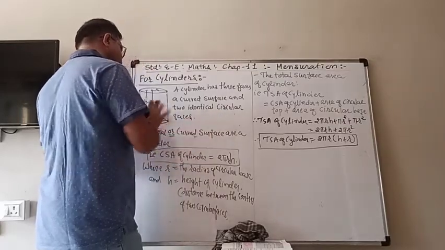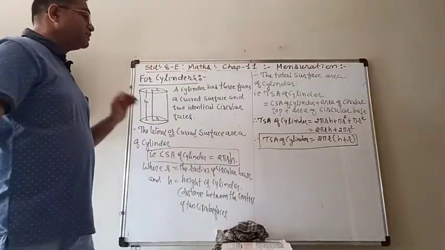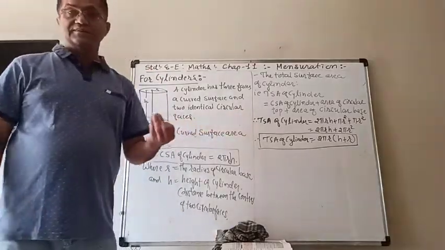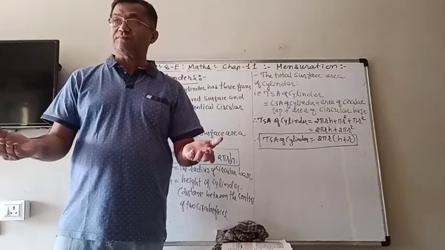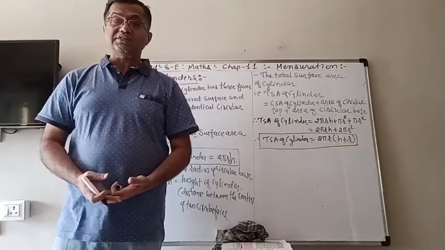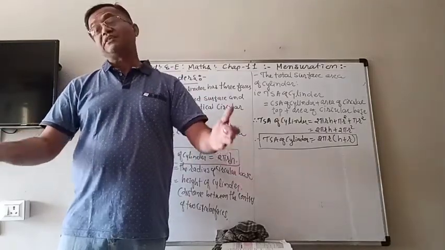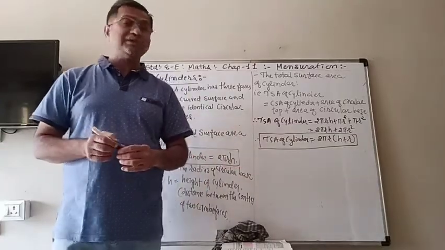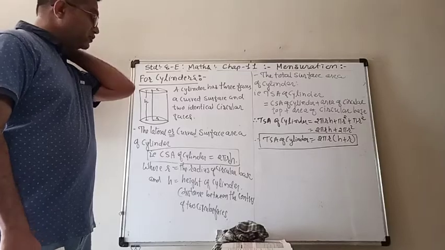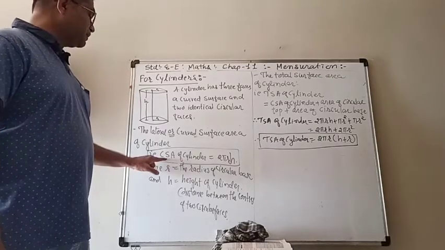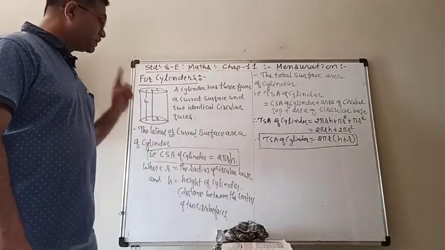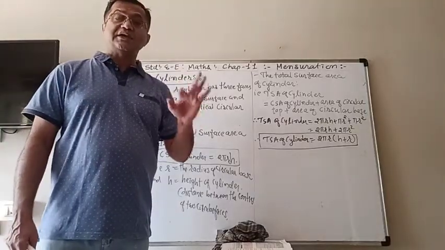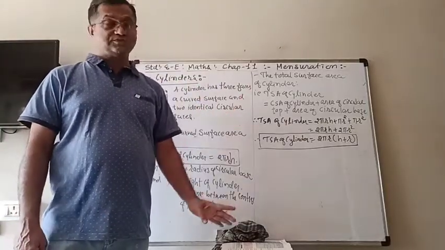If it is horizontal also and vertical also, we take it as the height. Sometimes it is given as length, like when the road roller is there, they will give you the length. But in this case, the length will be taken as the height only. So we get the formula: CSA, curved surface area of cylinder, is 2 pi r h.